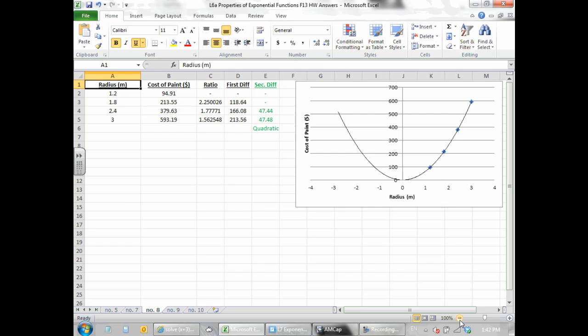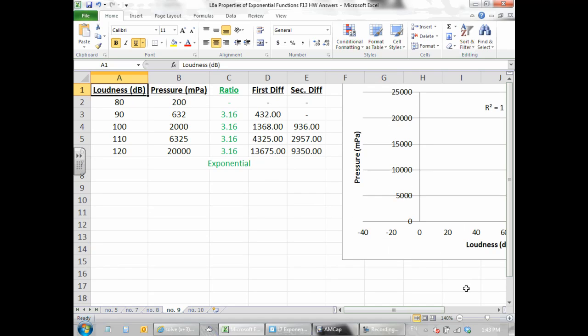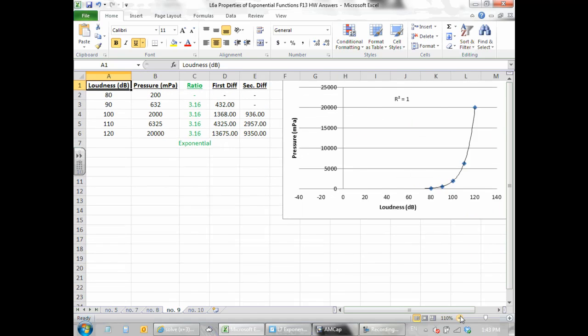Are you supposed to graph it? You don't have to graph it. I just did so I could see it. It didn't ask you to do that in the question. You could actually answer every single one of these questions just with the first difference, second difference and ratios. The graph helps you see it. Number 9, it was the same story. And that's how you do it. You do it with ratios.